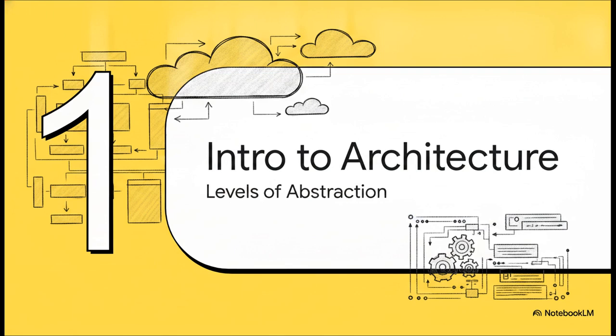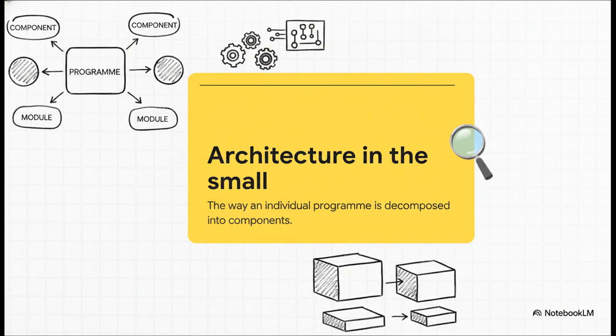Right, let's kick things off with Section 1. Introduction to software architecture and our levels of abstraction. When we design architectures, we actually do so at two distinct foundational levels of abstraction. The first level is what we call architecture in the small. If you're taking notes, definitely jot this down.